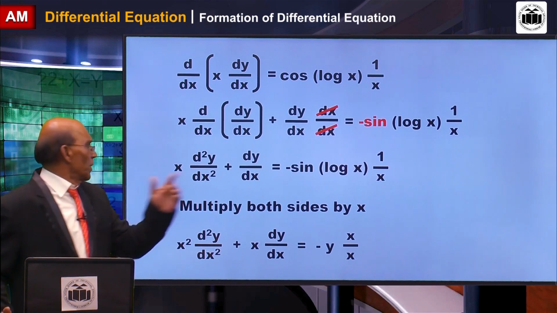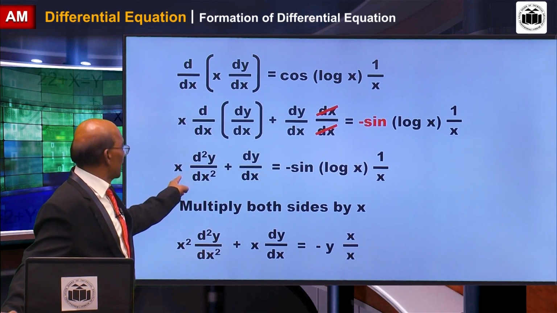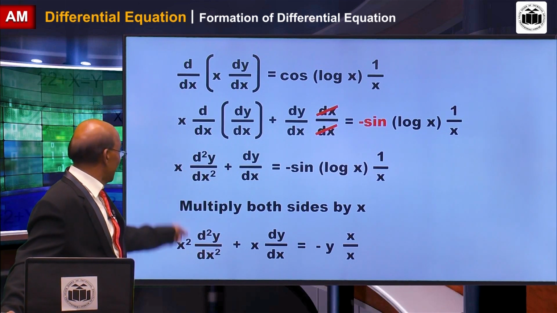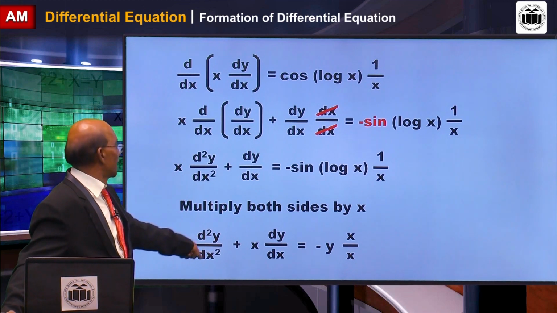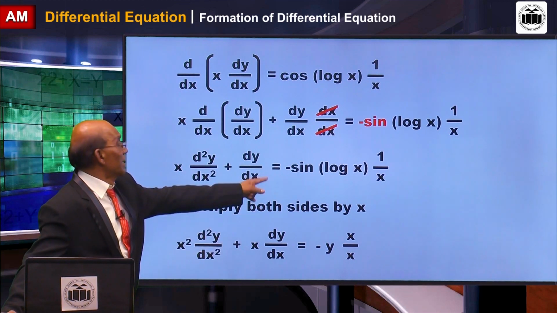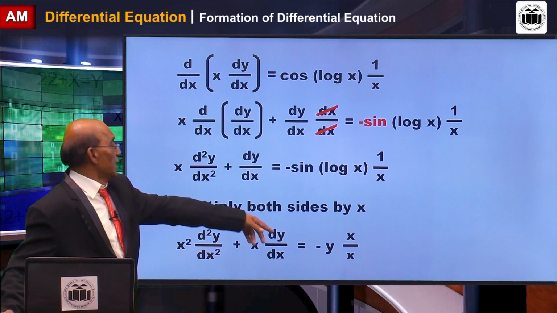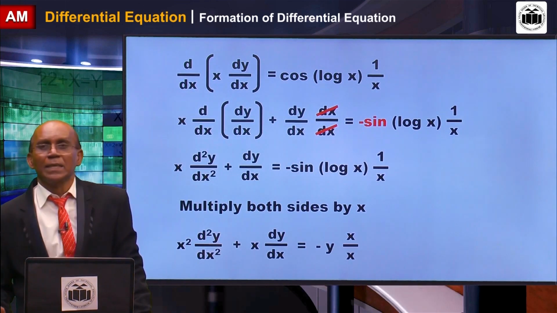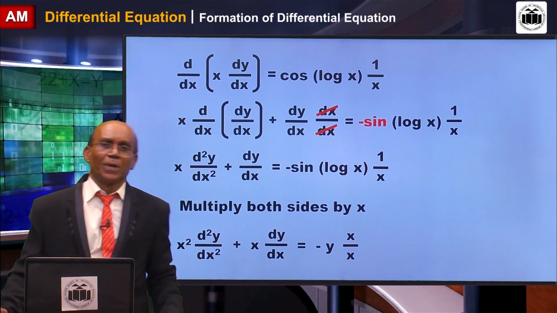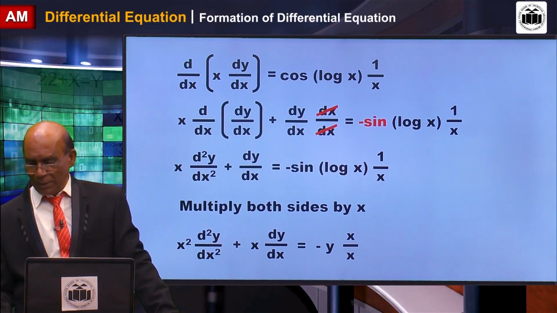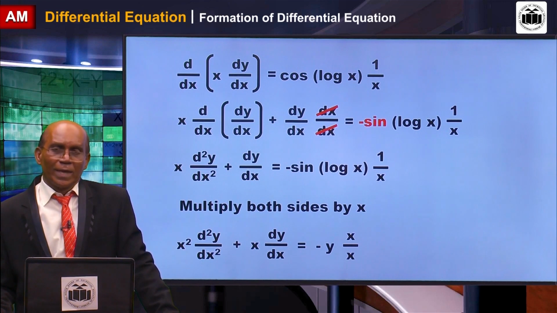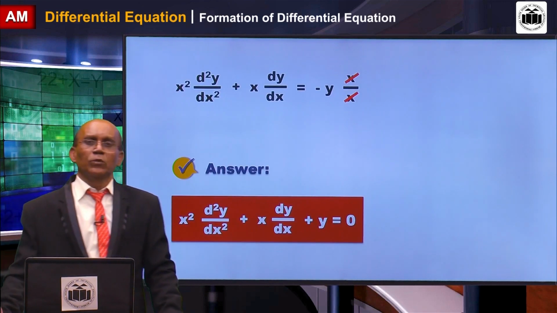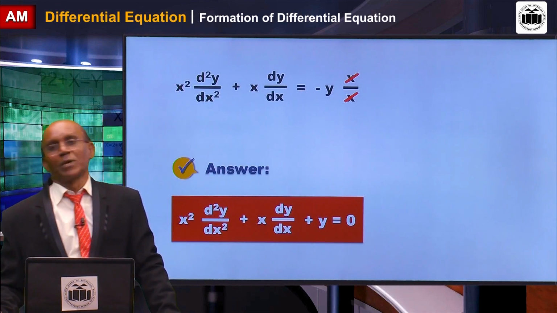So keep in mind, if we multiply this, you can get that answer easily: x square d square y by dx square plus x dy by dx equals minus sin of log x, that x gets cancelled here. Simply y remains on the right hand side, and if we transfer that to the left, we get the answer. Are you getting that answer? So x square d2y by dx square plus x dy by dx plus y equals 0.